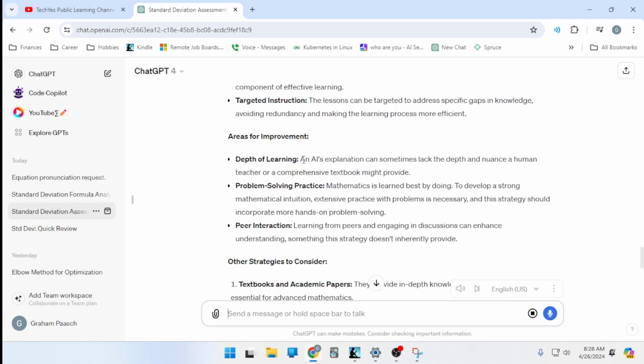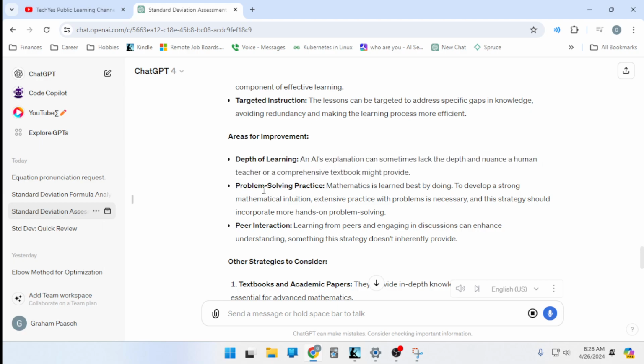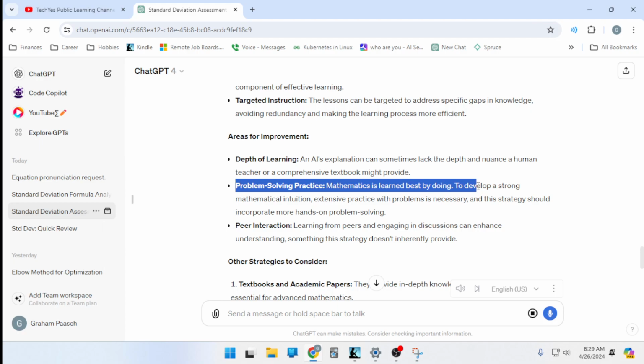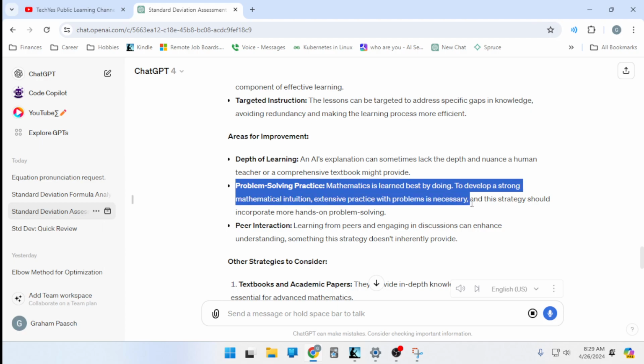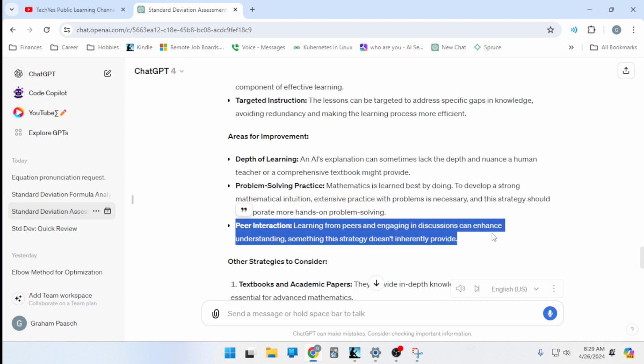Areas for improvement. Depth of learning. An AI's explanation can sometimes lack the depth and nuance a human teacher or a comprehensive textbook might provide. Problem-solving practice. Mathematics is learned best by doing. To develop a strong mathematical intuition, extensive practice with problems is necessary, and this strategy should incorporate more hands-on problem-solving. Peer interaction. Learning from peers and engaging in discussions can enhance understanding, something this strategy doesn't inherently provide.